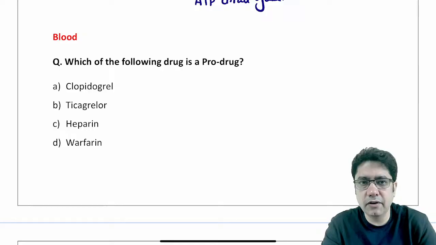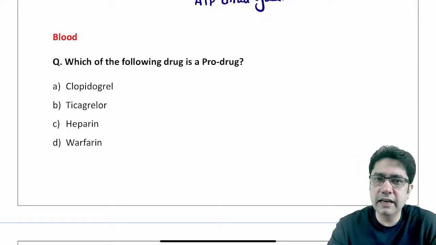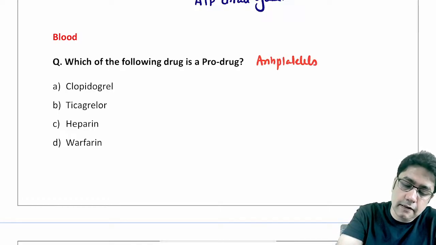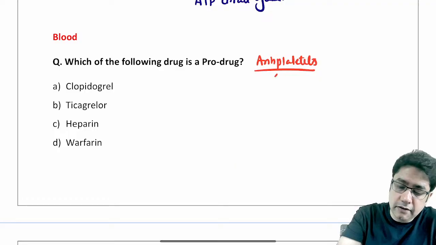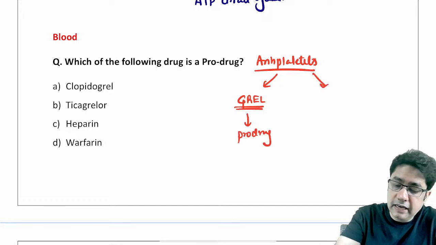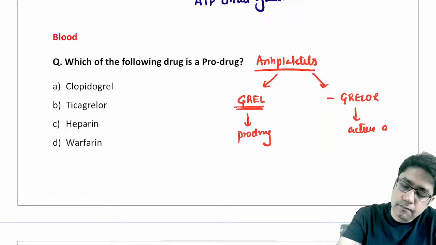Let's talk about few drugs. So which of the following antiplatelet drugs are pro-drug? So let's talk about antiplatelet drugs. Now remember any antiplatelet drug which will end with the word grel will be a pro-drug, and which will end with the word grelor will be an active drug. This is a trick, remember.